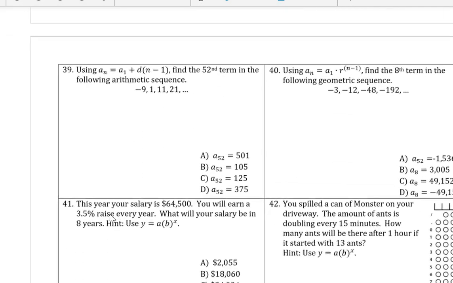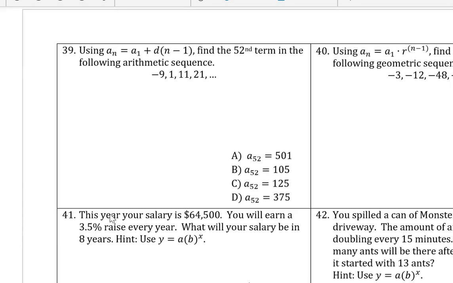All right. So the 52nd term. So we got to write our equation first here. So we know A1 is -9. So if I'm looking to get that A52, let's start plugging in. My first term is -9. My common difference, if I'm looking here, I'm going up by 10 for each one of these. So I'd have plus 10. We want the 52nd term.